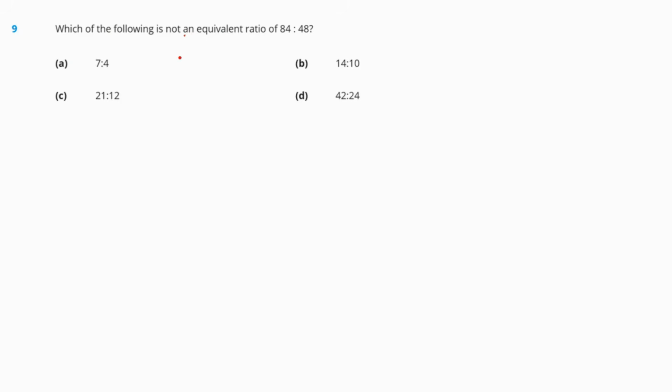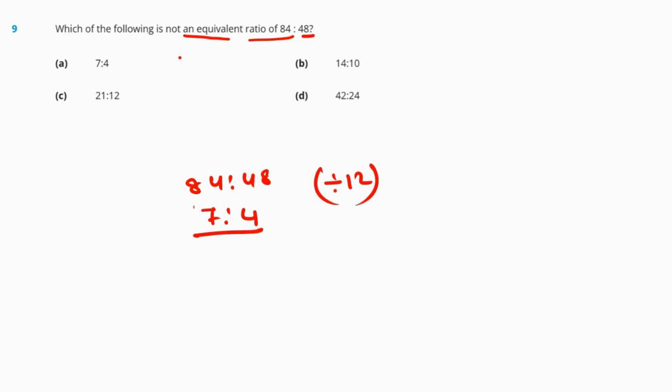Next question: which of these are not equivalent ratio to 84 is to 48? 84 is to 48, if we simplify it to its lowest terms, that means we can divide both of them by 12. So 12 sevens are 84 and 12 fours are 48. So 7 is to 4 is the simplified version.